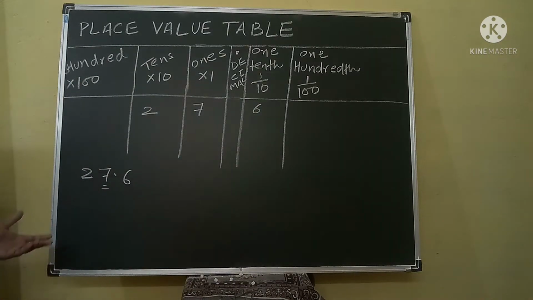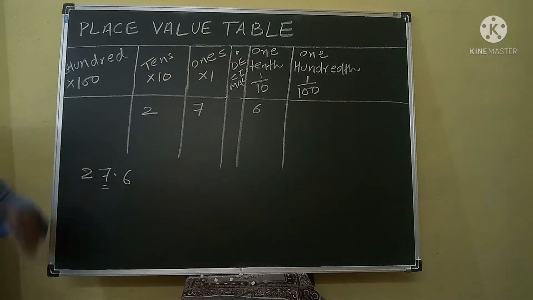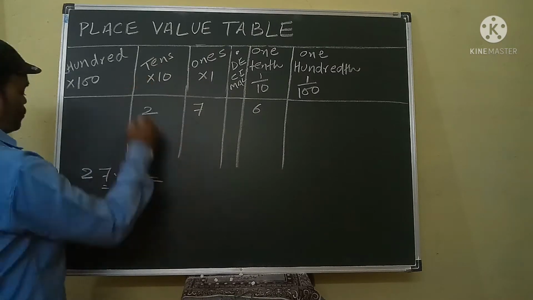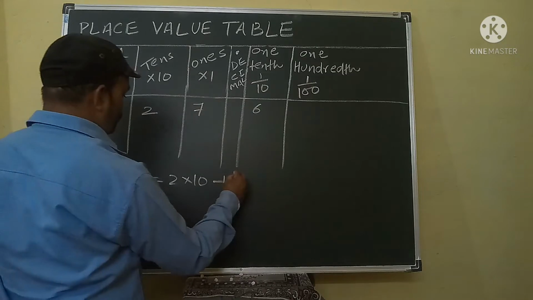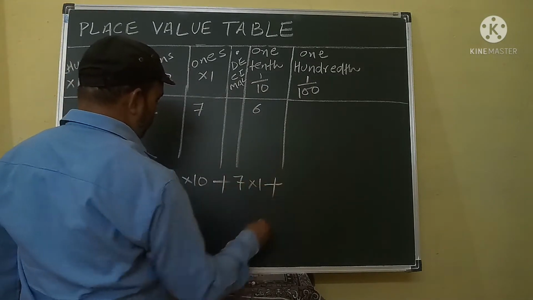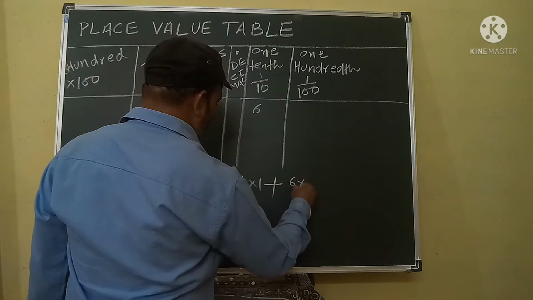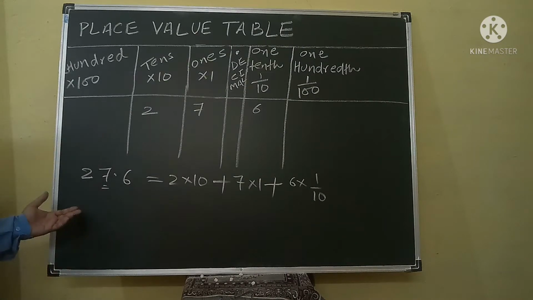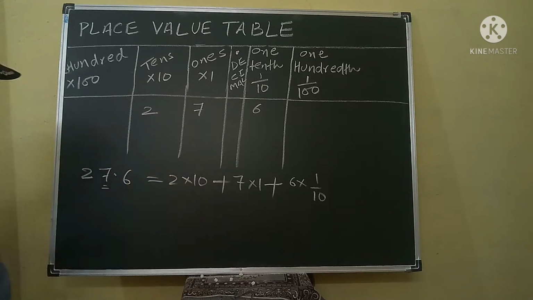Then how can you write this number according to the place value table? We can write it as 2 into 10, plus 7 into 1, plus 6 into 1 upon 10. So this is the actual method for writing any decimal number in a place value table.